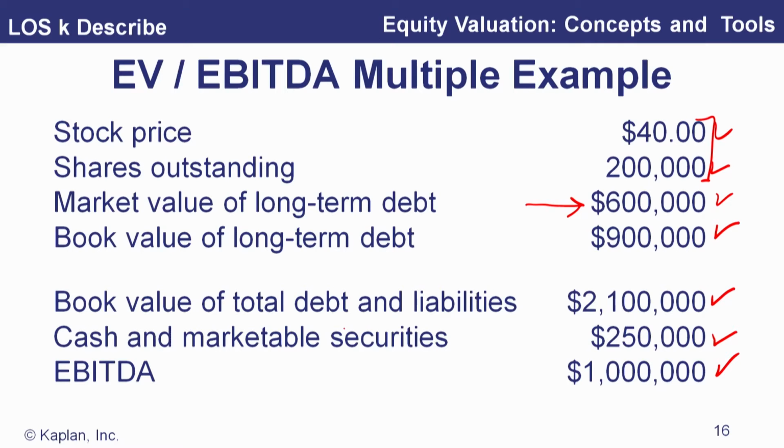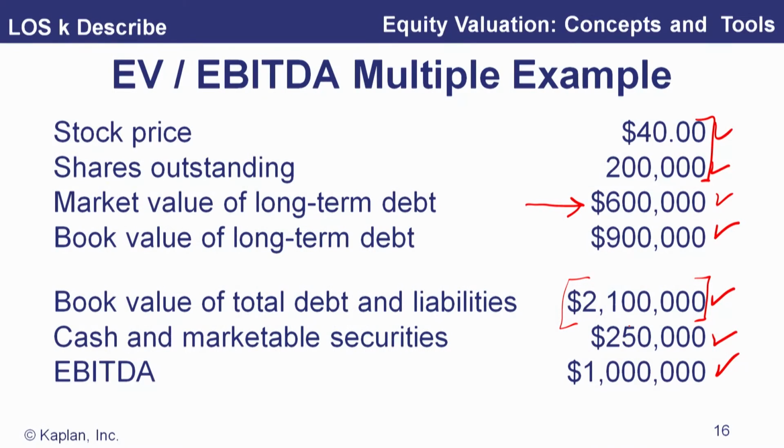Now, we've got the book value of total debt and liabilities here. And the little trick we're going to use is we're going to say that the book value of long-term debt and the market value of long-term debt may be pretty far apart, because when interest rates change, the present value of long-term debt, the market value, can change quite a bit.